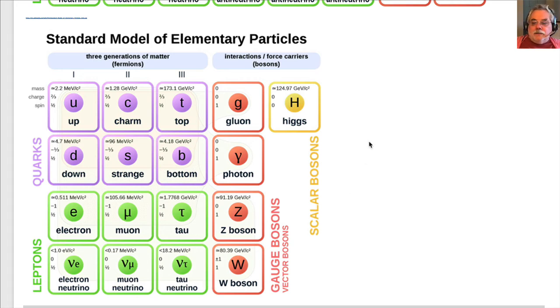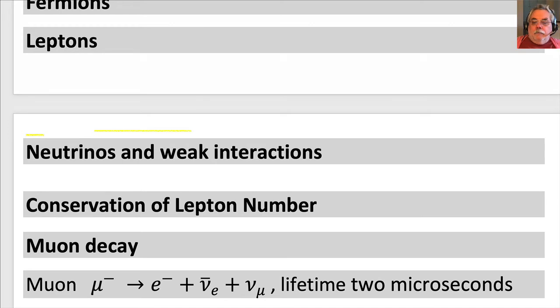Lepton family numbers are only approximately conserved. They are not conserved in neutrino oscillation. Muon decay. The muon lifetime is 2 microseconds. Here is the normal decay for a muon.